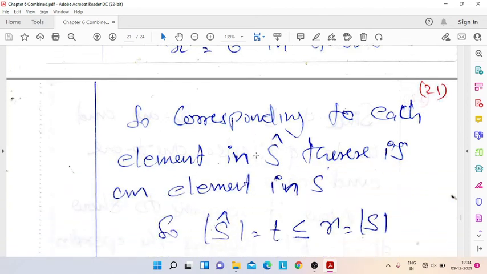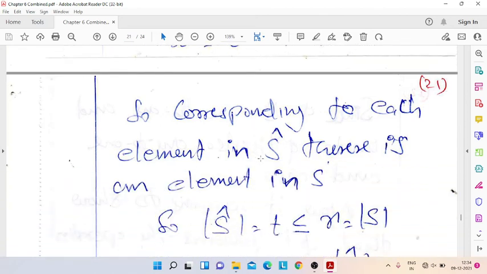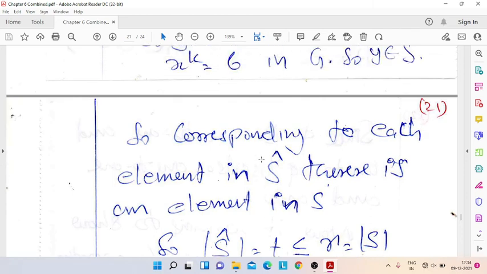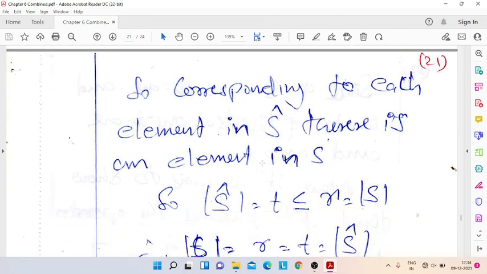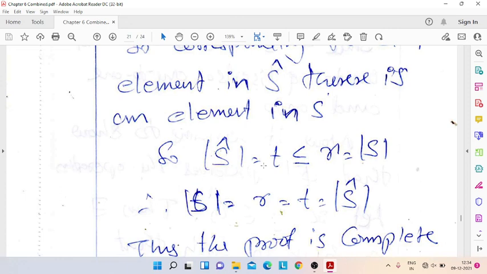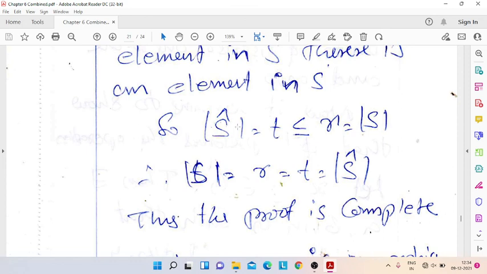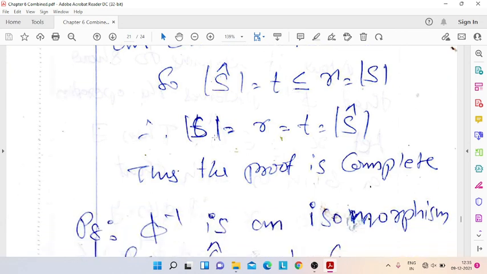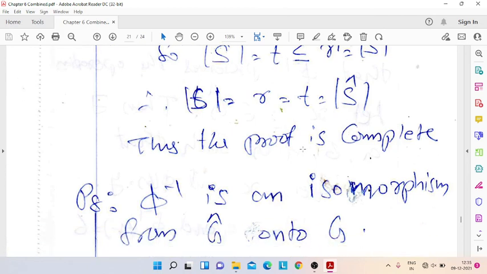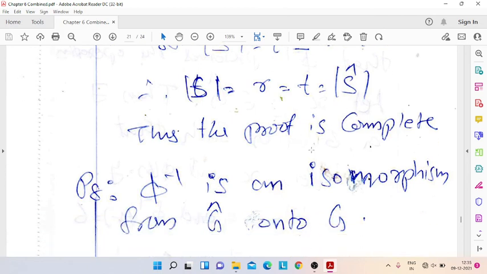Thus, whenever there is a solution for the equation x^k = φ(b), we get a corresponding solution for the equation x^k = b. Therefore we can say that the cardinality of S-cap, which is t, is less than or equal to r, the cardinality of S. This means that the cardinality of S equals the cardinality of S-cap, and thus the proof is complete. Okay, thank you.